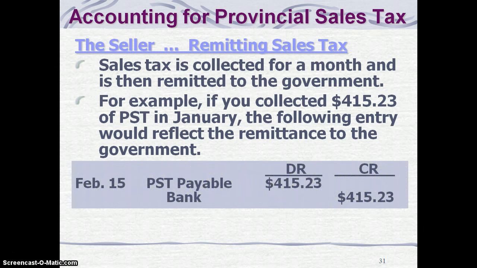So our PST payable will decrease, which will debit our PST account, and our bank will decrease as well, which will credit our bank account. Again, this transaction will only happen once a month.